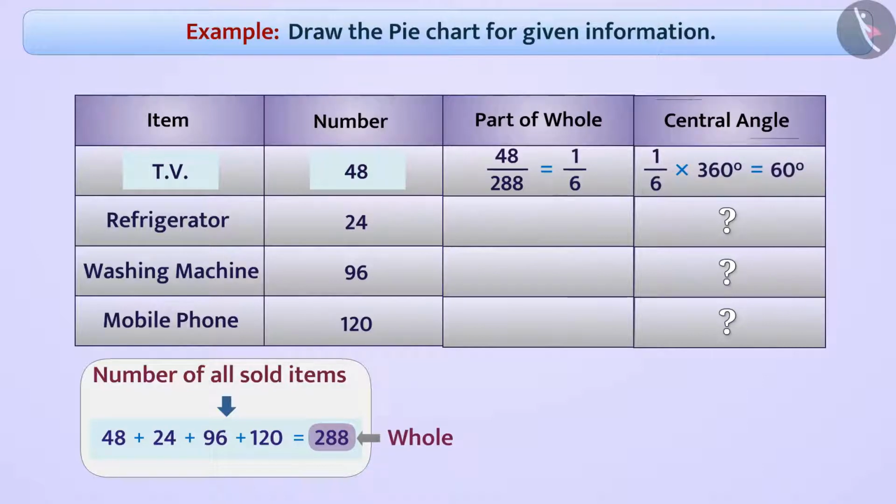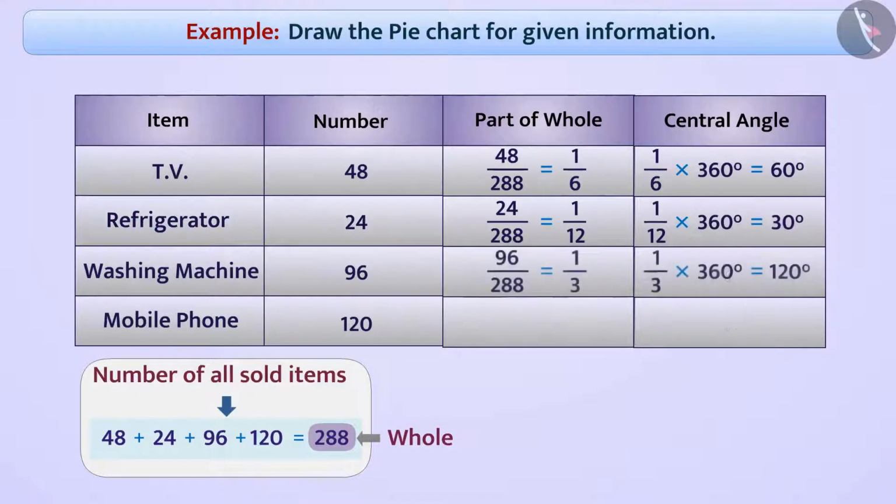So, what will be the central angle to represent the number of refrigerators? Think. Absolutely right. Since the number of refrigerators is 24 divided by 288 part of whole, that is 1 by 12 part, hence the central angle representing it will be 1 by 12 part of 360, that is 30 degrees. Similarly, we find other central angles and draw a table.